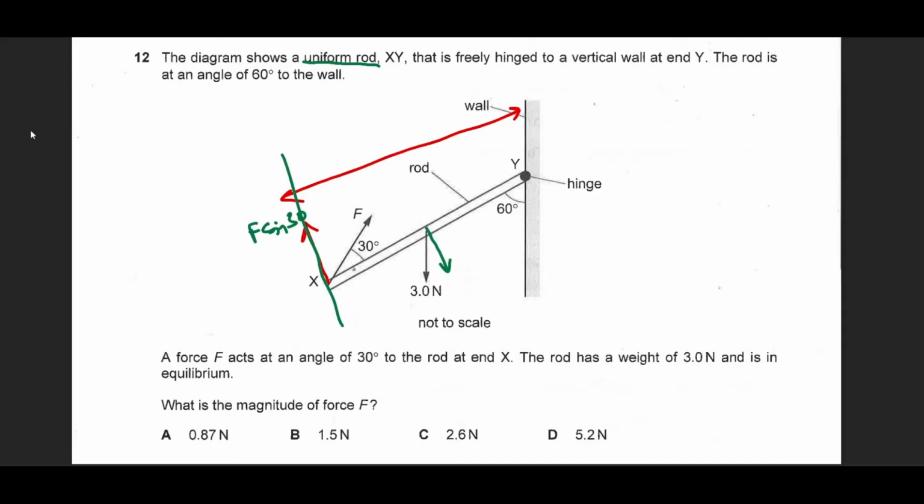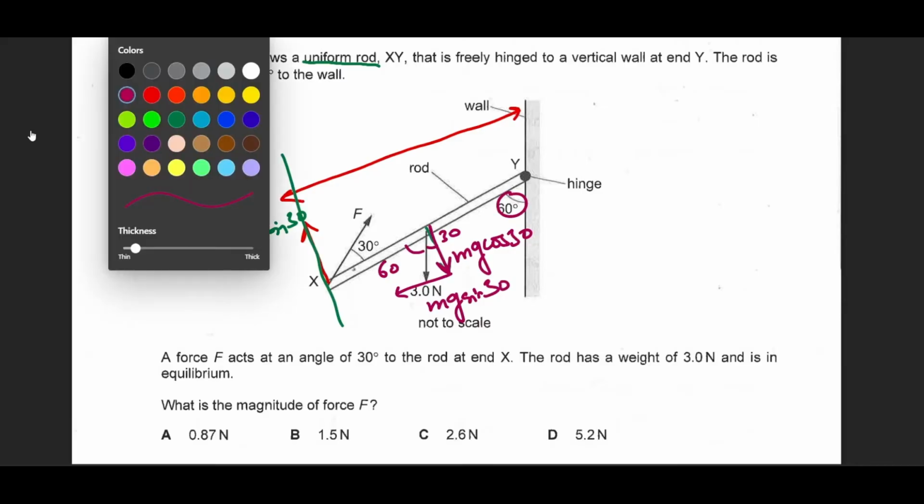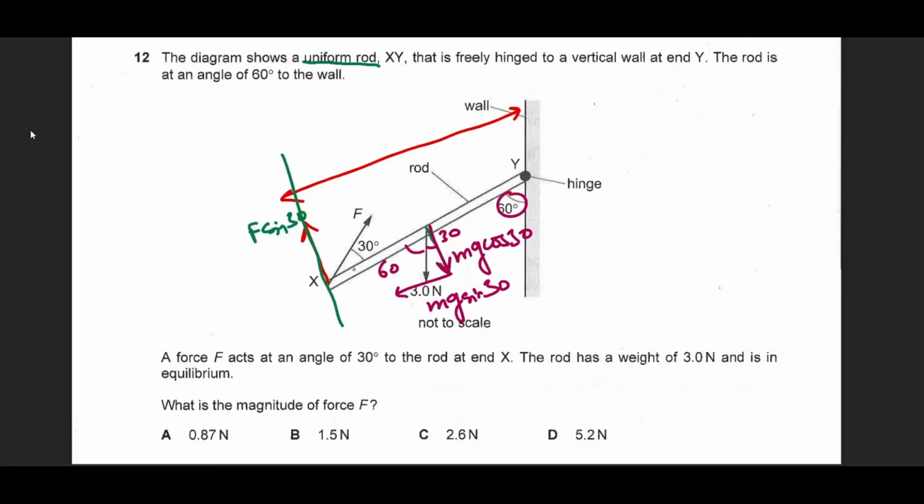So by geometry, we realize that if this angle is 60, then this angle will also be 60. This angle will be 30. So this component, the green component, becomes mg cos of 30. And this component becomes mg sine 30. But we don't need mg sine 30 because that's not in the same direction of force, or it does not have the same line of action as the line of action of F sine 30.